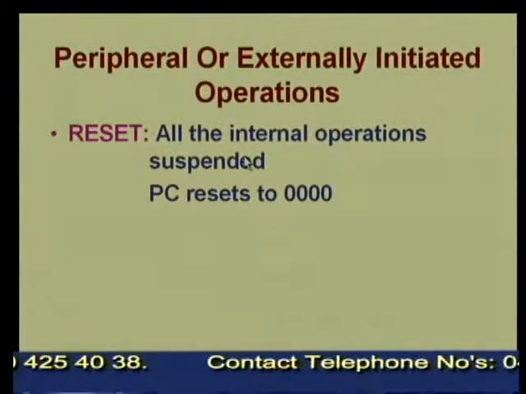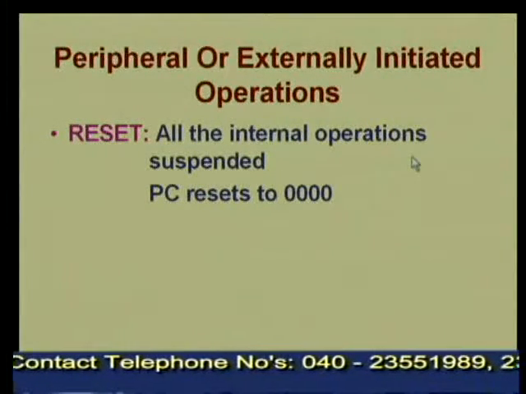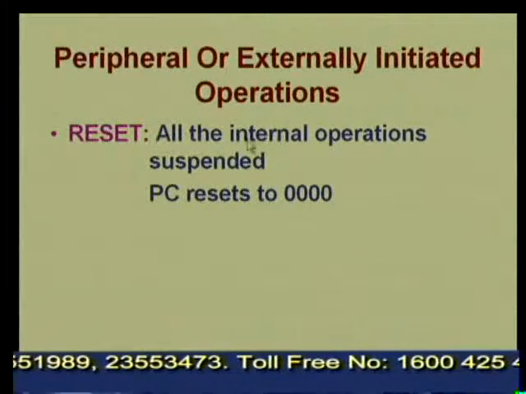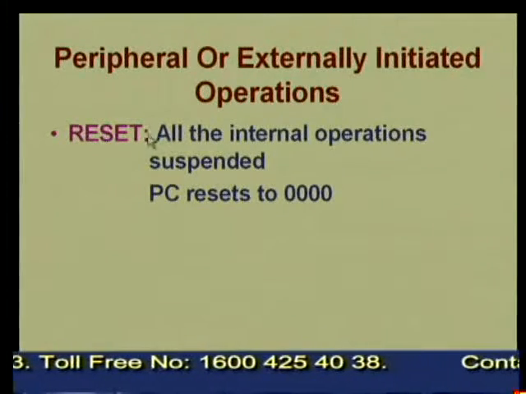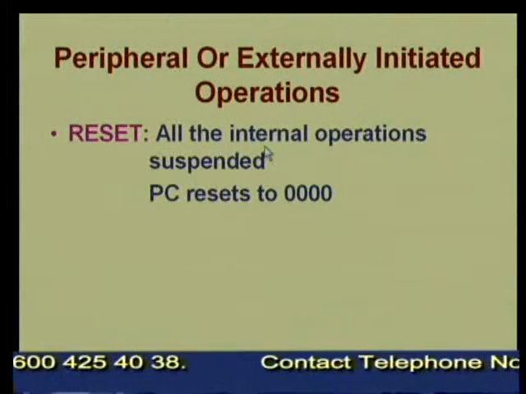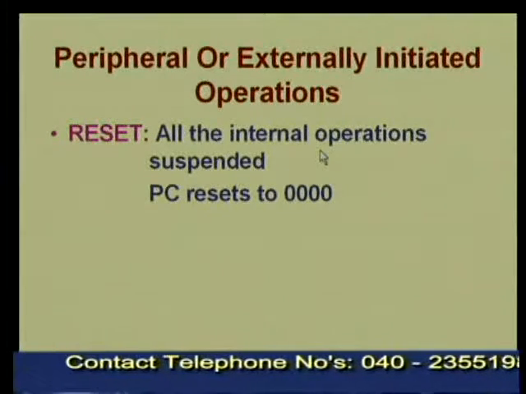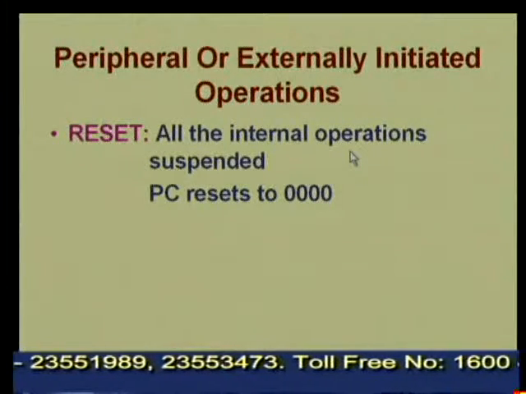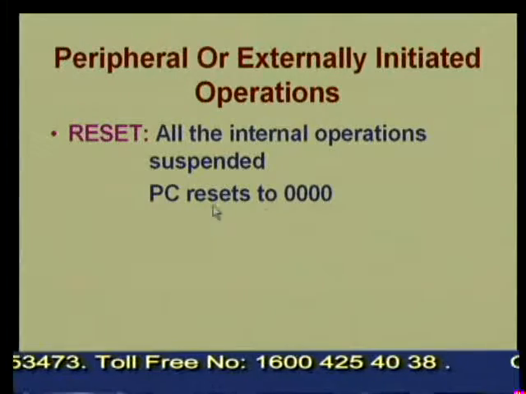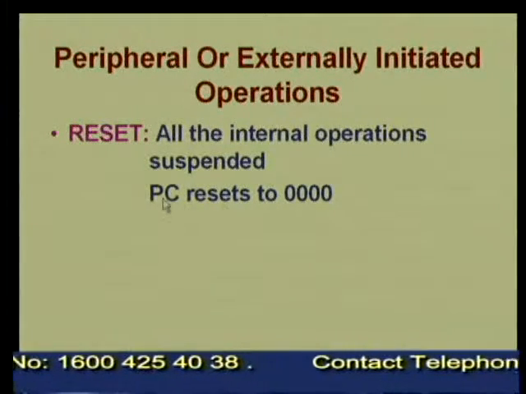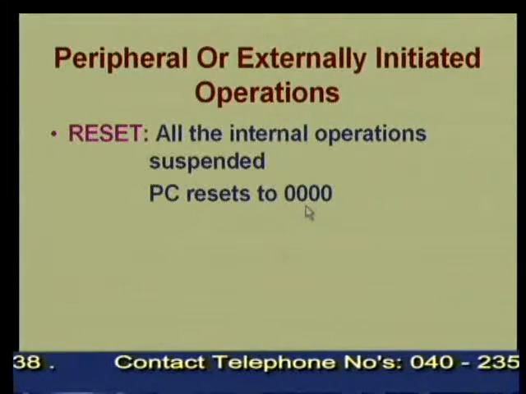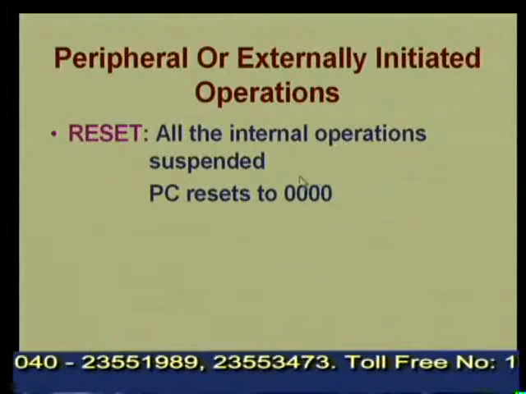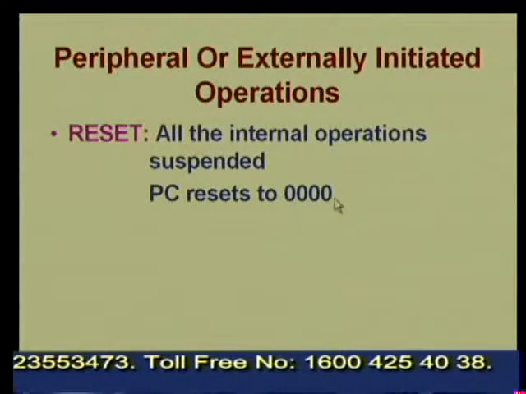First one is reset. Here the special pins are provided over the processor to provide these external signals by means of peripherals. Here a reset signal, which is an active high signal sent by a peripheral, can make the processor suspend all its internal operations. That is, the processor resets its program execution, thereby the program counter resets to 0000 address.